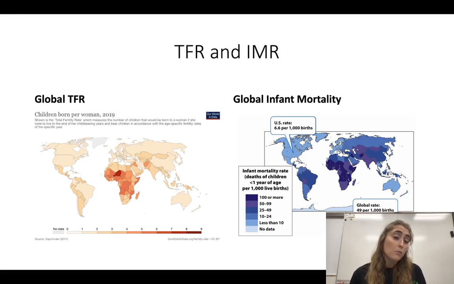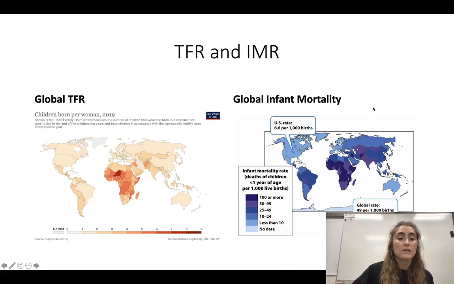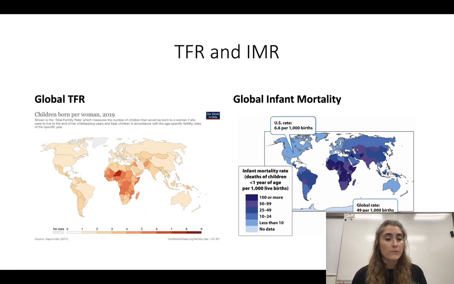So looking at global total fertility rate versus global infant mortality rate. Just because we live in the US, you can see our total fertility rate is somewhere in this range. Looks like we're in the 1 to 2 range, which we kind of already knew. This is 2019 data, by the way, for both of these.